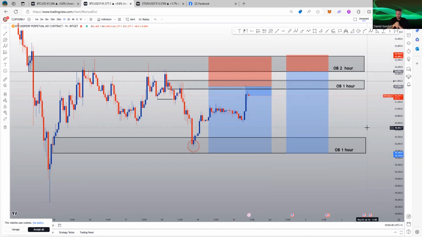And obviously just get into the charts and get used to finding the order blocks. I find them on the 2-hour time frame, so 2-hour and 1 hour. Find your support and resistance on the daily and 4-hour. Then look for order blocks on the 2-hour and the 1 hour.